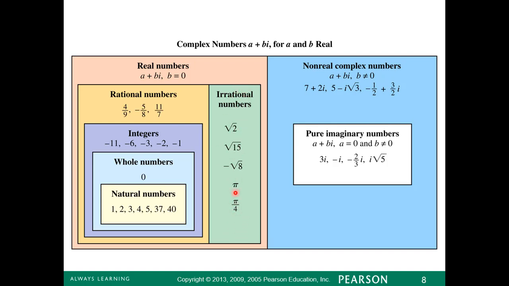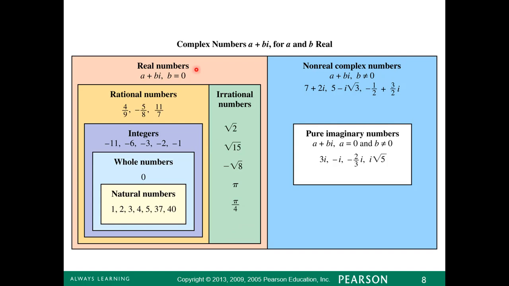Now, if we put the irrational numbers plus the rational numbers together, well, guess what? That gives us the real numbers. Okay? Okay, so far so good. So rational numbers plus the irrational numbers gives us the set of all real numbers.